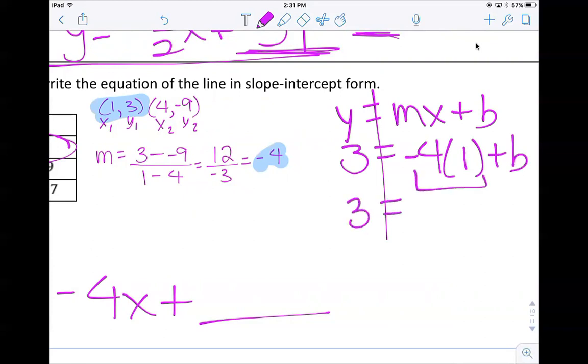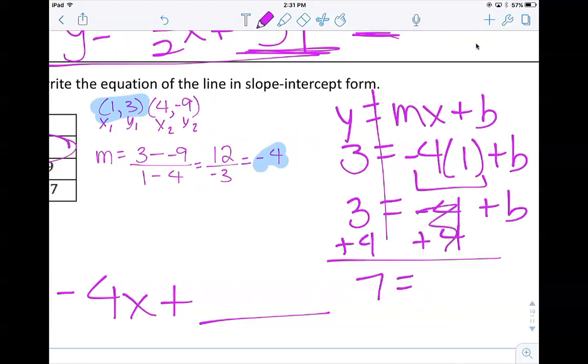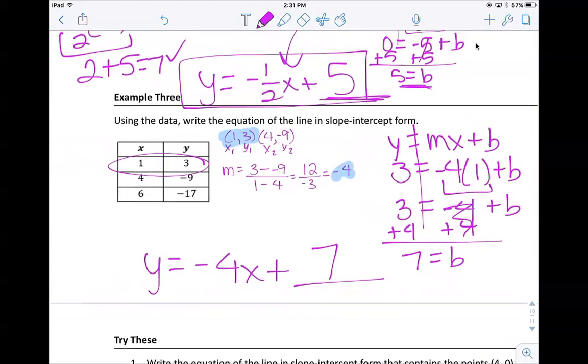So I bring down my 3, my equals, -4 and 1 make -4 plus b. I'll add 4 to both sides to get b by itself, and I end up with b equals 7. So that's the number I'm going to put in to finish my equation.